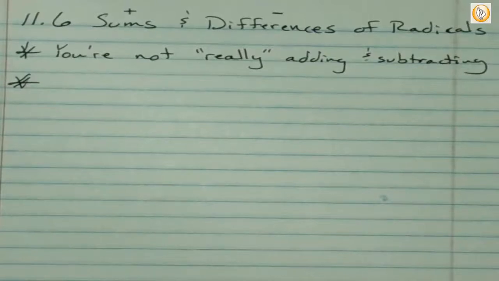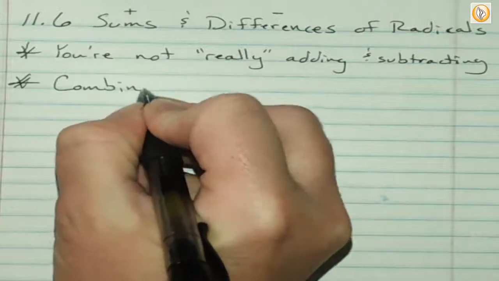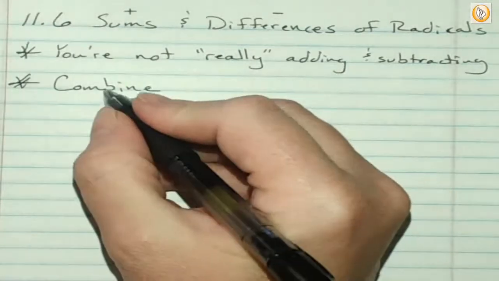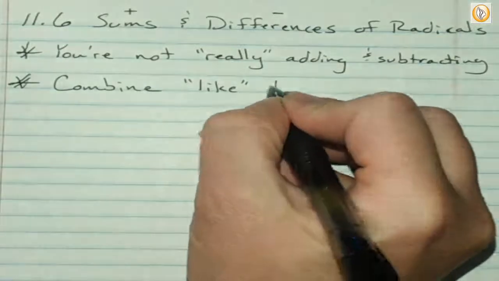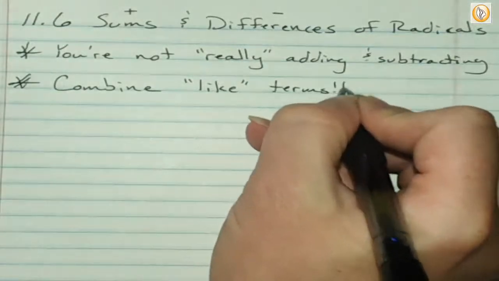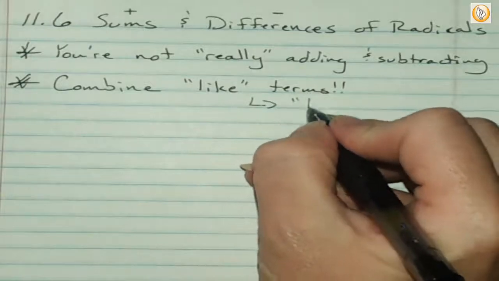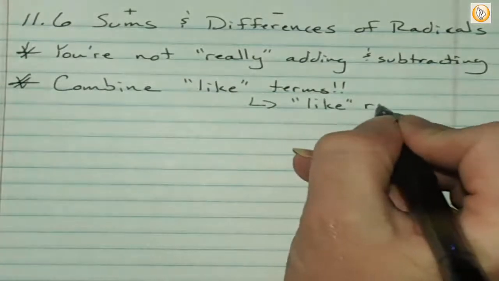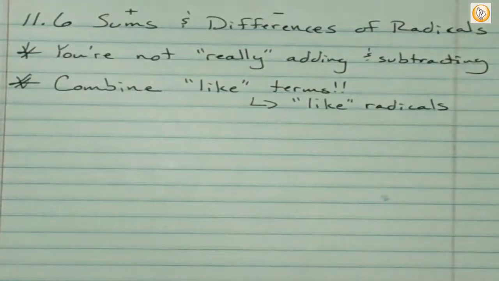You're not really adding and subtracting. What you're doing is combining like terms. Okay, this is the same as like radicals. So you have done this multiple times, combining like terms, okay? Now you're combining like radicals.